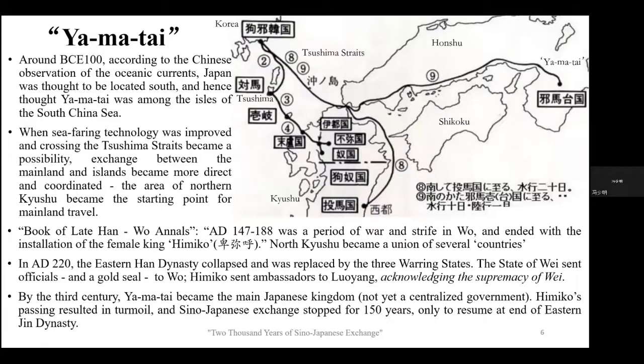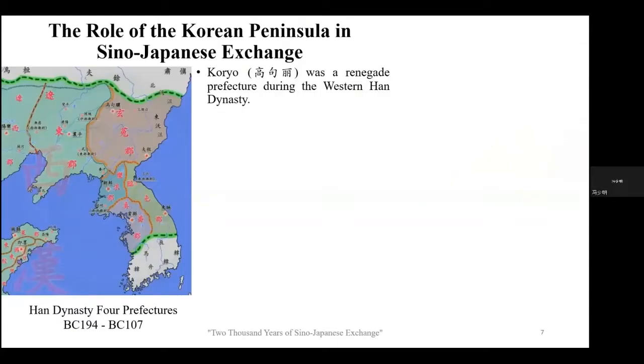With Himiko's passing, the Japanese states started to become warring states, and there was a gap of 150 years where there was no exchange between China and Japan. Now, I'm going to deviate slightly from the book and talk a little bit about Korea, because Korea would prove to be a very crucial element between Chinese and Japanese exchange.